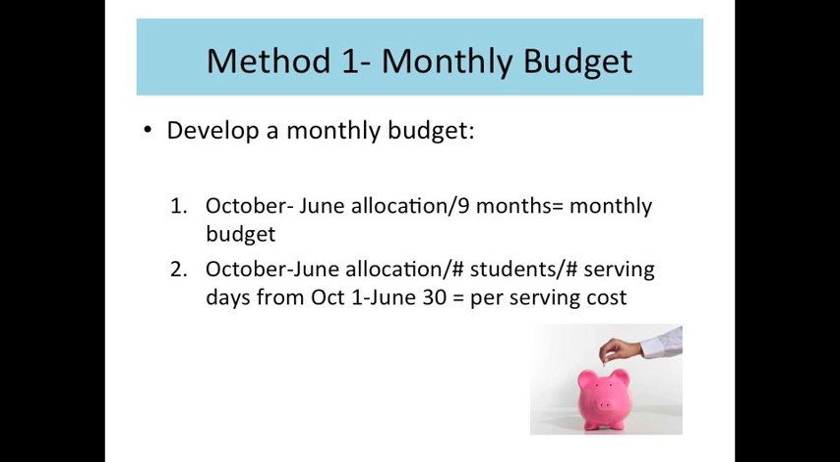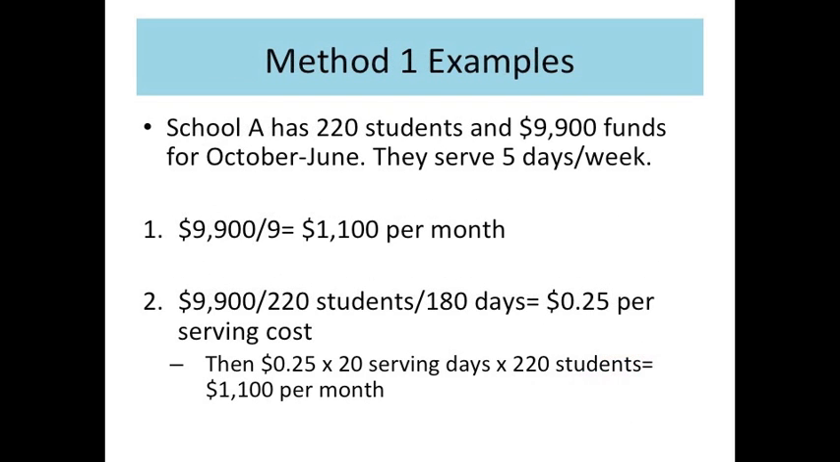Now let's look at Method 1, Monthly Budget. There are two different ways to calculate your monthly budget. The first way, and easiest way, is to take our October through June allocation, then divide by 9 months to equal our monthly budget. The second method is to take our October through June allocation, divide by the number of students, then divide by the number of serving days from October 1st through June 30th to get a per serving cost. Confused yet? Let's look at a real-life example.